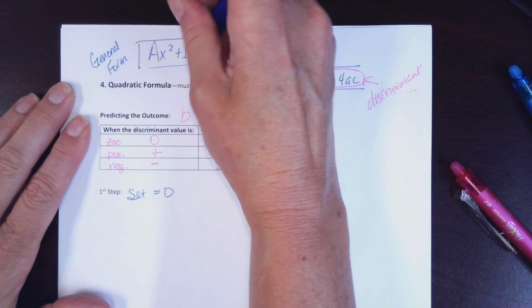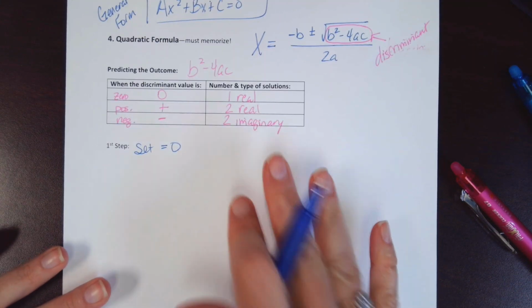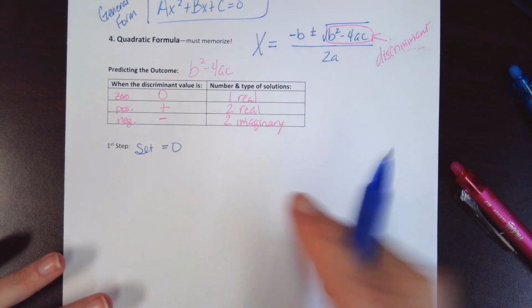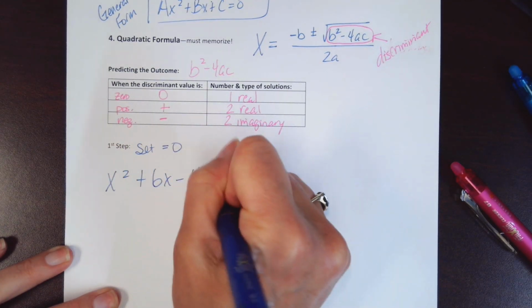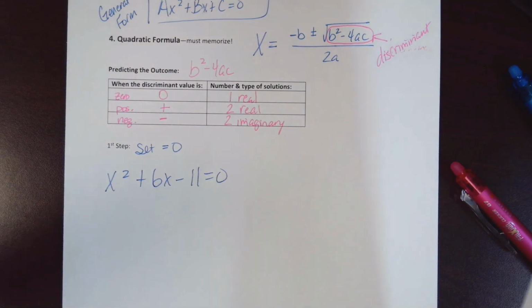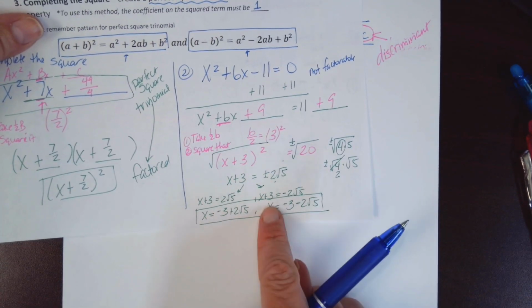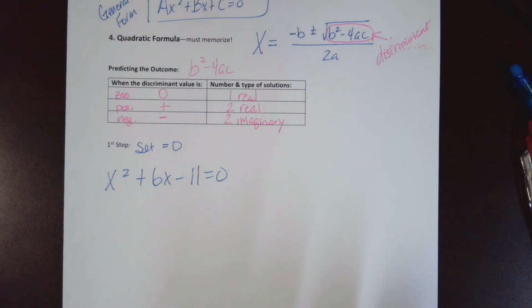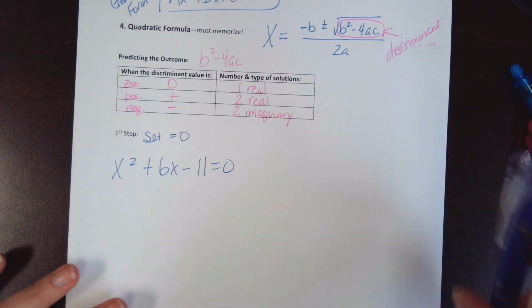That x is just ugly. Let me see if I can clean that up. There we go. Okay, let's do x squared plus 6x minus 11 equals 0. That's the one we just solved using completing the square right here. So we already know what our solutions are going to be, but we're going to solve it a different way. Now, we're going to use our quadratic formula.